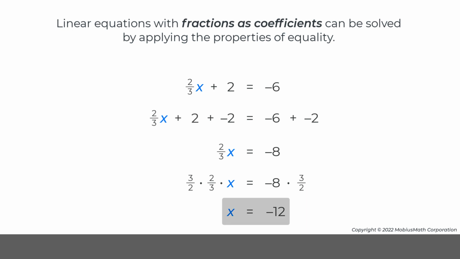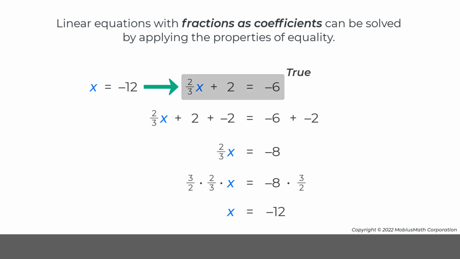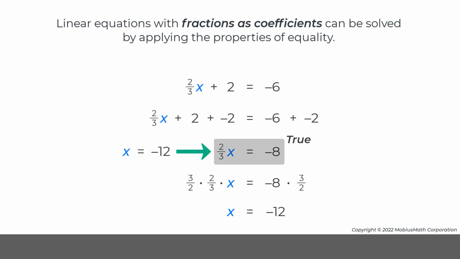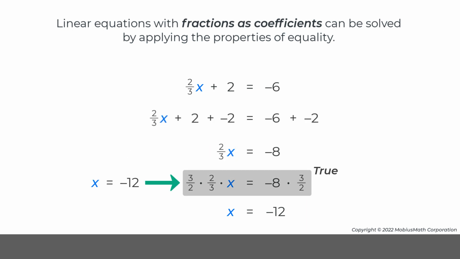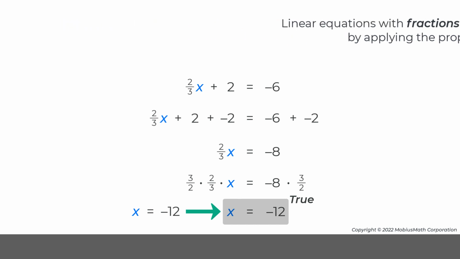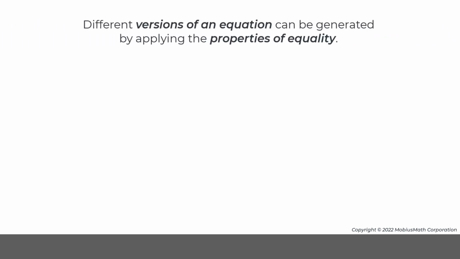Since this leaves x equal to the value on the other side, the equation has been solved for x. This means that x equals -12 can be substituted into the equation in each step of the solution, and each version of the equation will be true. Different versions of an equation can be generated by applying the properties of equality. This process is the opposite of solving an equation.